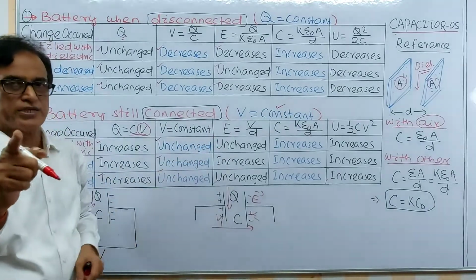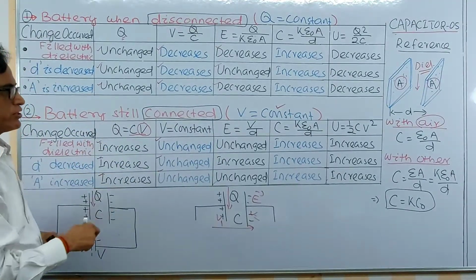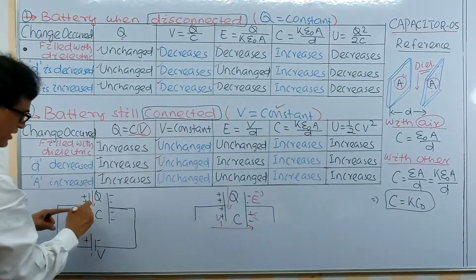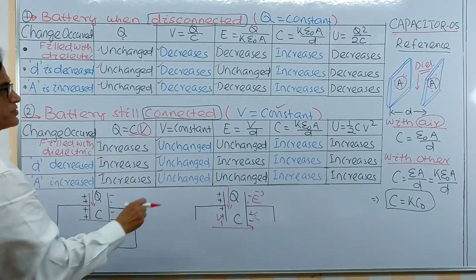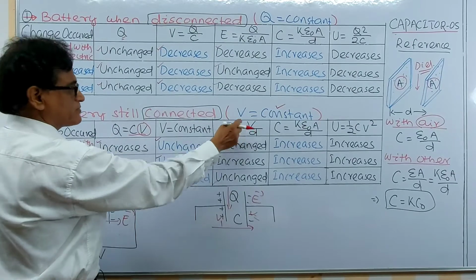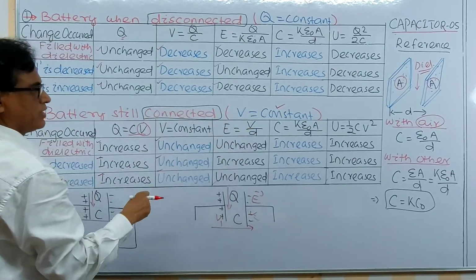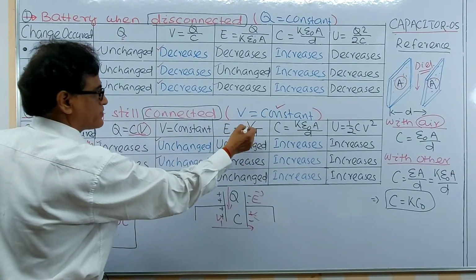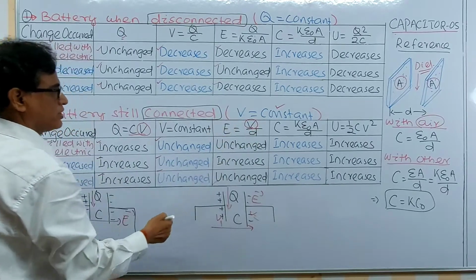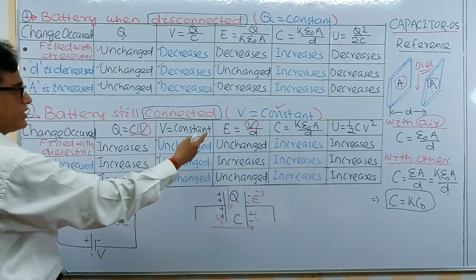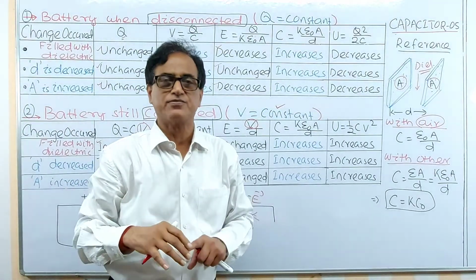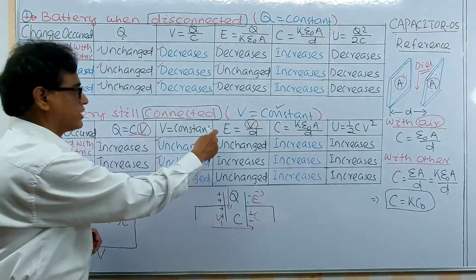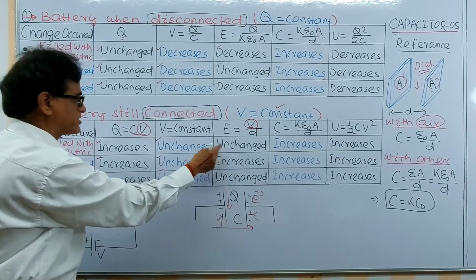Now, what happens to the electric field? This is a very important concept. You should remember this one also. Say the electric field, that is the electric field from plus to minus. Electric field is V by D. This formula should be adopted in this case. V remains constant, this factor remains constant. Then, here you see, there is no factor in the right hand side relating to dielectrics. That's why the electric field remains unchanged.